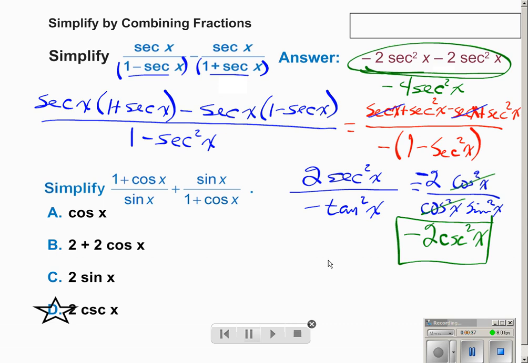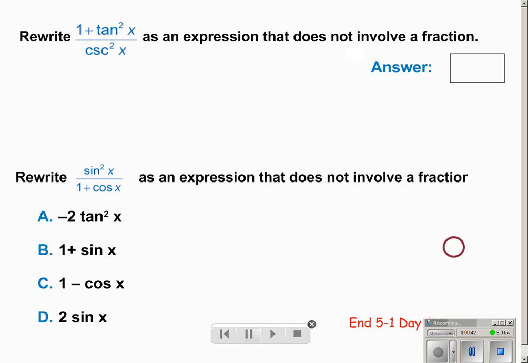That sometimes happens. Okay, let's take a look now at our last example. We have 1 plus tangent squared x over cosecant squared x. And with this one, we want to use the idea of the reciprocal identities. We have a fraction in there still. But I've noticed that cosecant squared has the reciprocal identity of 1 over sine squared. So I can rewrite this as 1 plus tangent squared x times sine squared x.